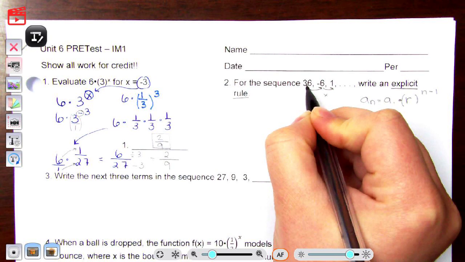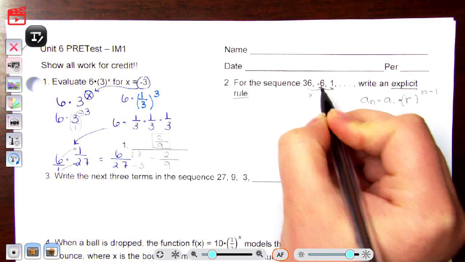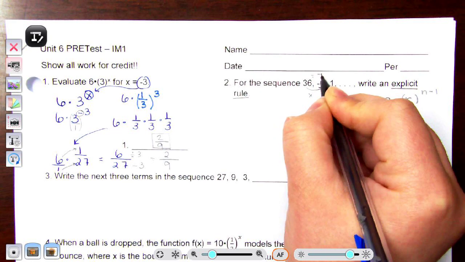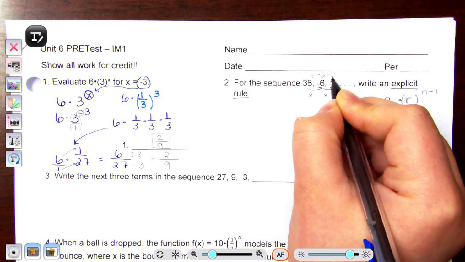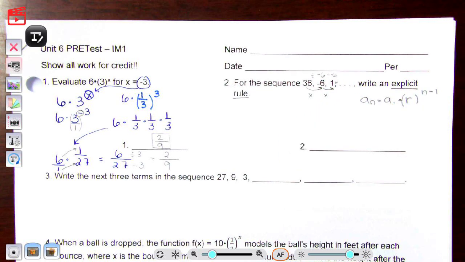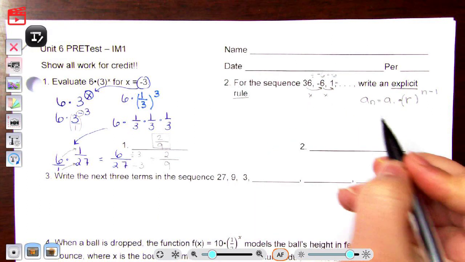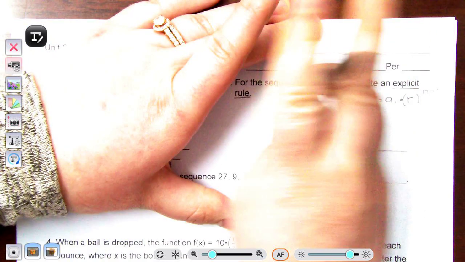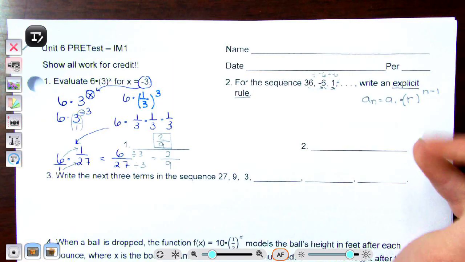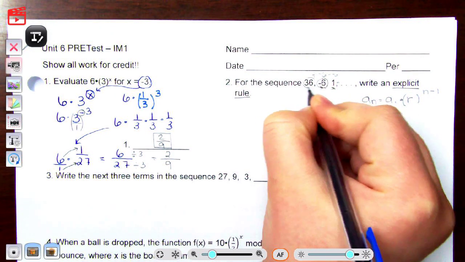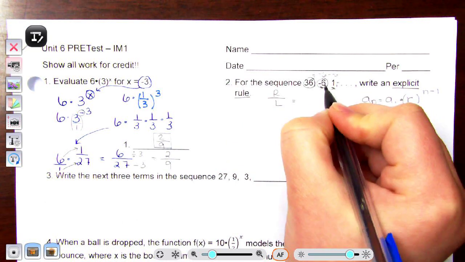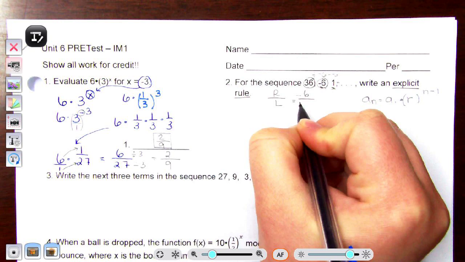So I'm noticing from 36 to negative 6, I need to divide. Negative 6 divided by negative 6 is 1. Because we are dividing, we actually have to do the opposite, because we need multiplication for our common ratio. What you can do that is easier than guessing is take your right term divided by your left term. So my right term is negative 6, your left term is 36.